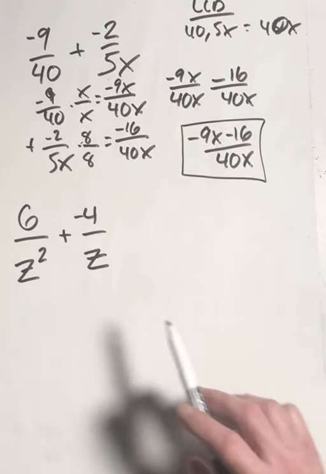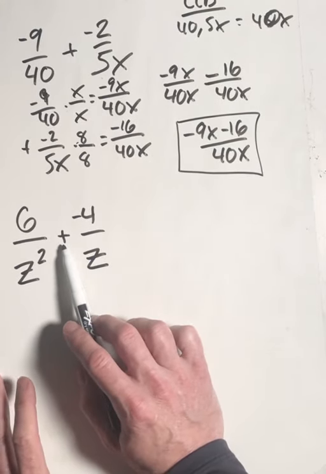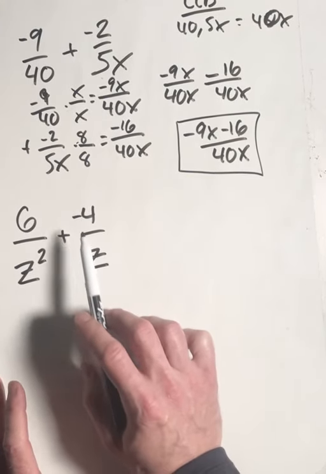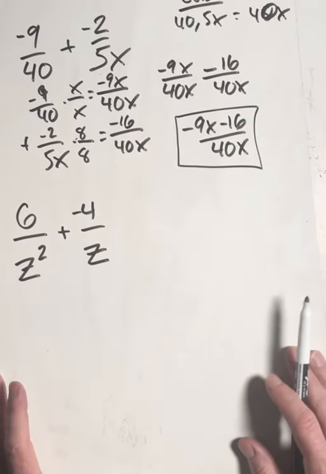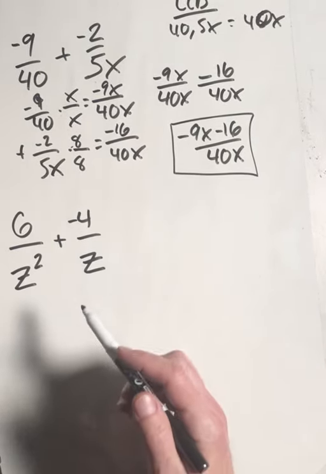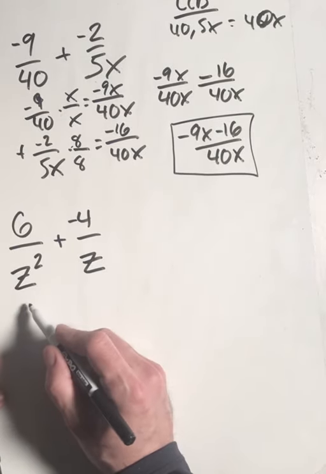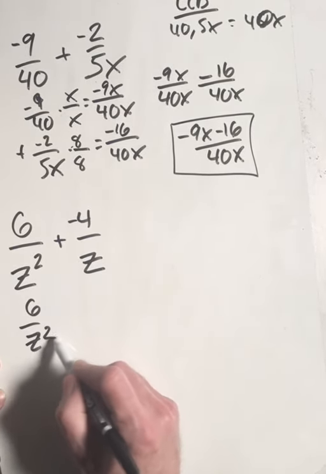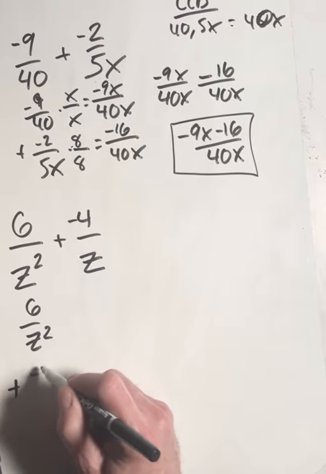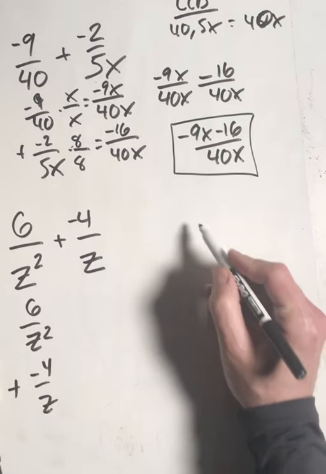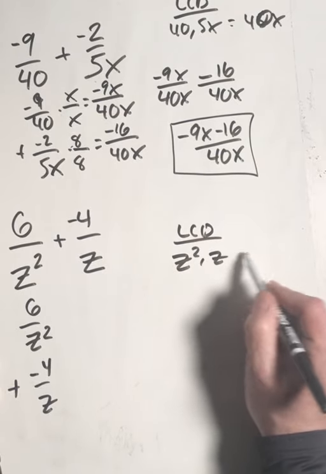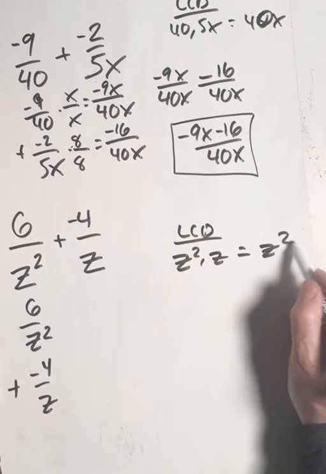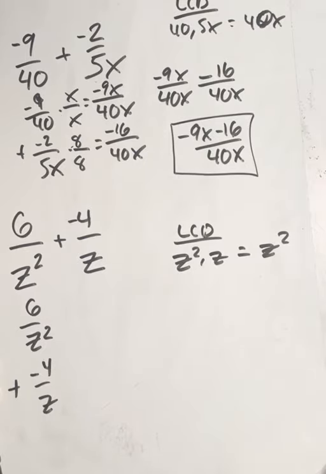Now we'll do the same thing here, again noting how this was negative 4 over z, and I changed it to addition of negative 4 over z. That's just something I like to do to make these a little simpler. I'm going to get vertical with this. So I have 6 over z squared plus negative 4 over z. My LCD between z squared and z has to be z squared because it has to have two factors of z in it.